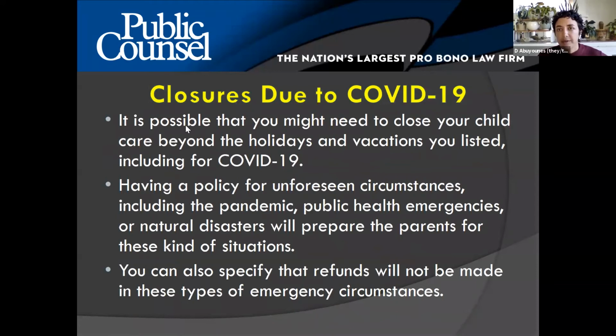So I know we had a question earlier about closures due to COVID-19. In the sample contract, you'll see a section about closures due to COVID-19. So it's possible that you might need to close your childcare beyond the holidays and vacations you listed, including for anything arising out of an emergency situation or something including the pandemic. But you want to have a policy for unforeseen circumstances, including the pandemic, public health emergencies, or natural disasters. And having such a thing will prepare the parents for these kinds of situations. You can also specify that refunds will not be made in these types of emergency circumstances.